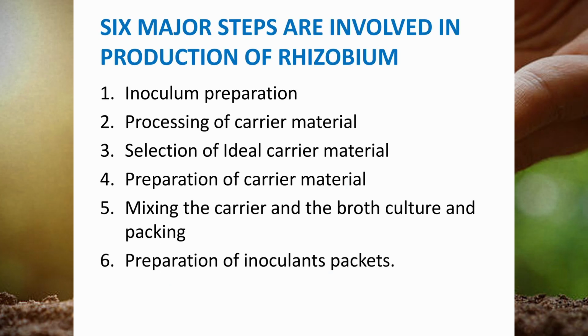Now we are going to the mass production of rhizobium. There are 6 major steps involved in the production of rhizobium. The first one is inoculum preparation. The second is processing of carrier material. The third is selection of the ideal carrier material. The fourth is preparation of the carrier material. The fifth is mixing the carrier material into the broth culture.